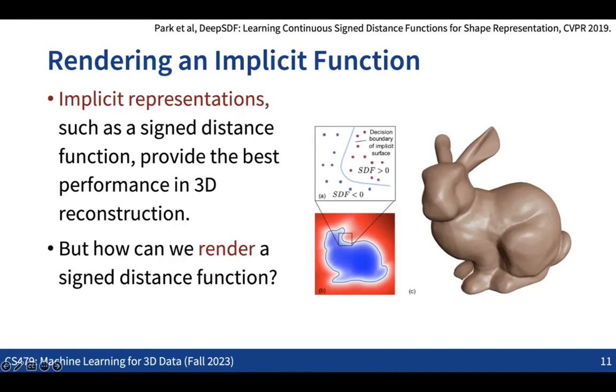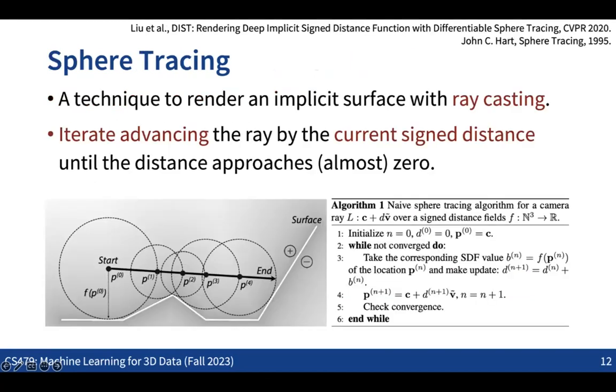So if we want to directly render an implicit function into the image, the idea might be to apply ray casting, right? Then the problem becomes how we find the intersection point between the ray and the 3D shape. And the simple idea we can use when you have the signed distance function is this idea of sphere tracing. This is a really old idea that was first introduced in 1995.